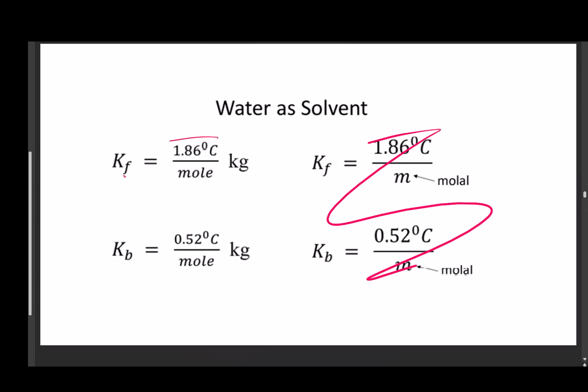Kf for water is 1.86. Kb for water is 0.52. So these boiling point elevation and freezing point depression constants are different for the same solvent. I would give that to you on a test. I would give you the units as well.